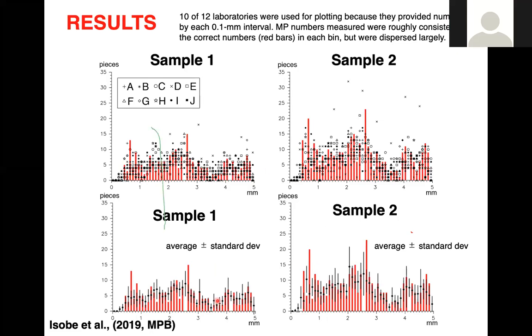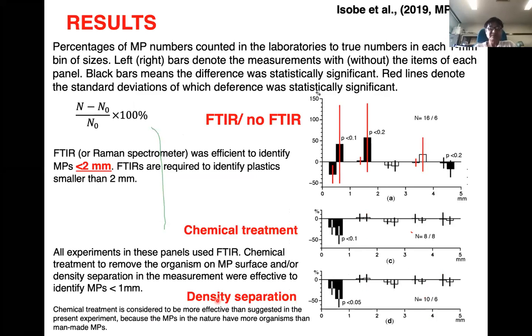So the number of the microplastics extracted by each laboratory is not always identical, because of the difference of the procedures adopted in laboratories. Okay, results are summarized here. So this graph shows the relative uncertainty. N is the number of the microplastics extracted in each laboratory.